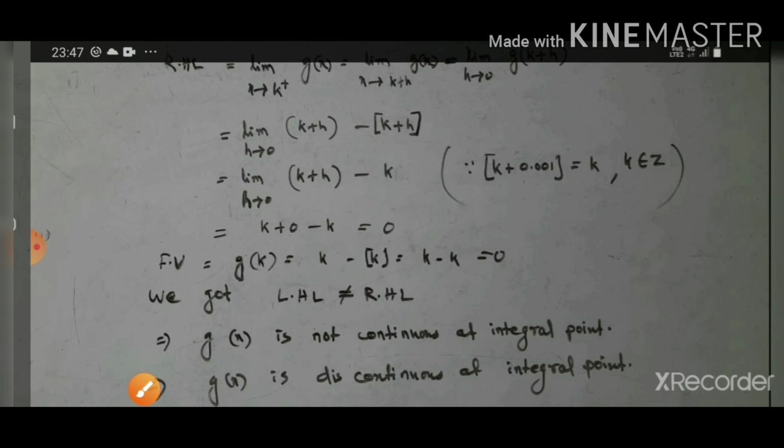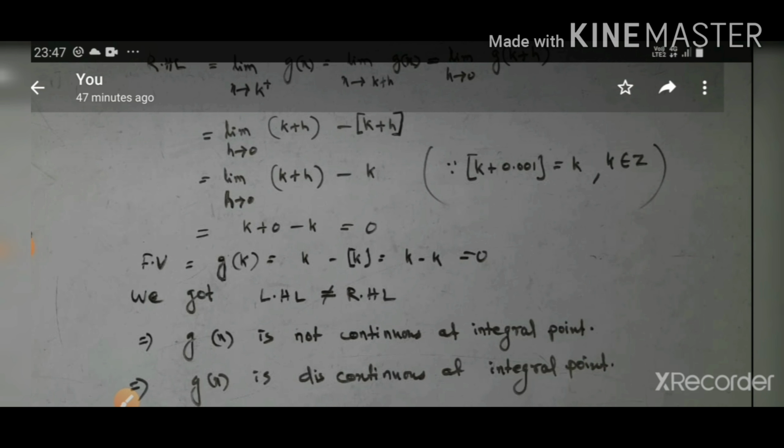So the function is discontinuous at any arbitrary integral point k. This proves that g(x), defined as x minus [x], is discontinuous at integral points. Thank you.